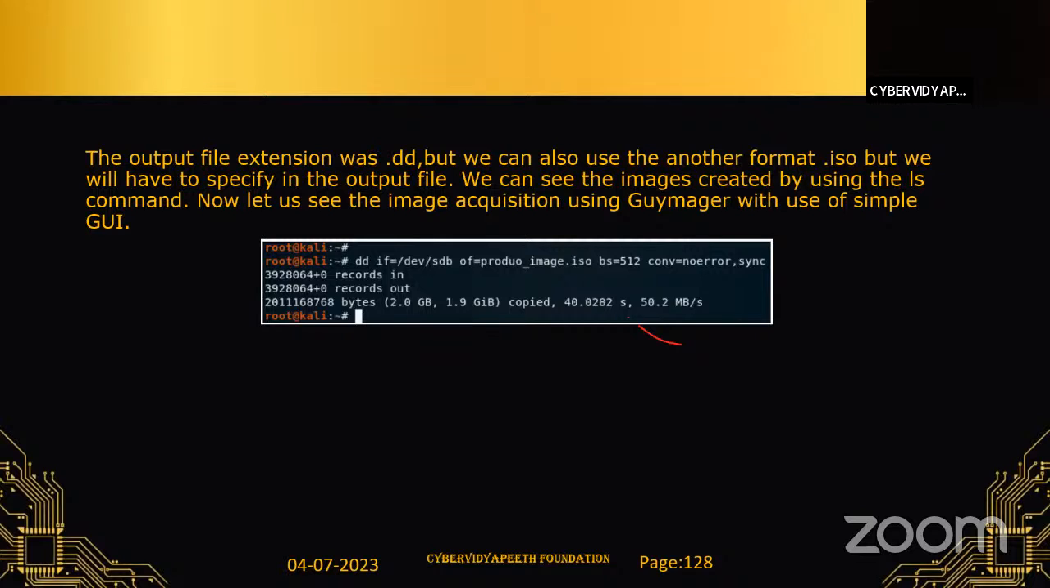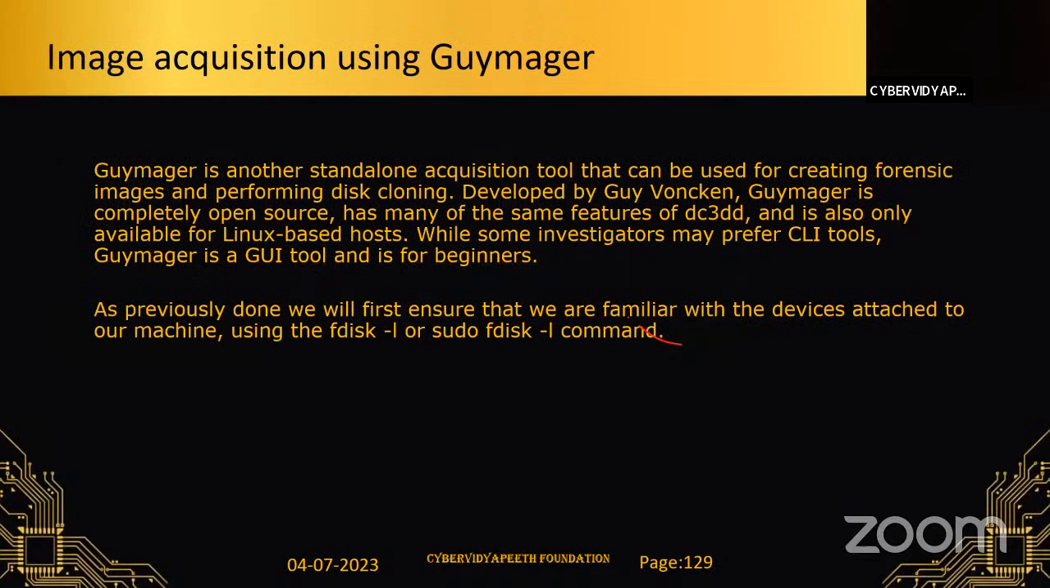Using this command we can do it, and we can also use Guymager with a simple UI. So we'll learn today the Guymager components. Guymager is another image acquisition tool. It's a standalone acquisition tool that can be used to create forensic images and perform disk cloning. Developed by Guy Wonken, Guymager is completely open source, has many of the features of dc3dd, and is also only available for Linux-based hosts. It is not for Windows-based hosts. While some investigators may prefer the CLI, Guymager is a GUI tool for beginners, not for advanced users. For advanced work, I believe you should use the black screen.